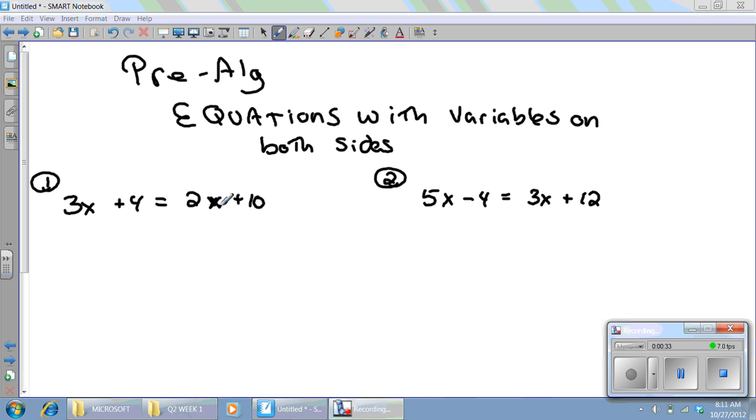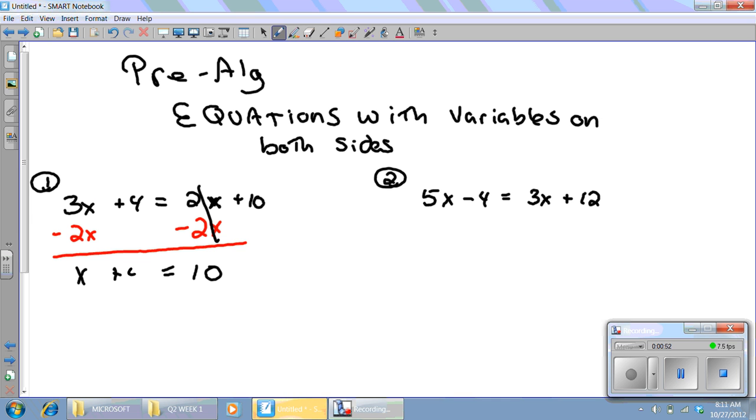If this 2x wasn't here, this would be an easy problem. It'd be a simple two-step equation, right? Well, let's take it away. Let's take away 2x from both sides. And if we take away 2x from both sides, on the right-hand side, we're left with 10. On the left-hand side, we get x plus 4. Now, in this case, it's just a one-step equation. Usually we'll have two-step equations, but this one's only a one-step. I'll get rid of this 4 by subtraction, and then I'll get that x equals 6.